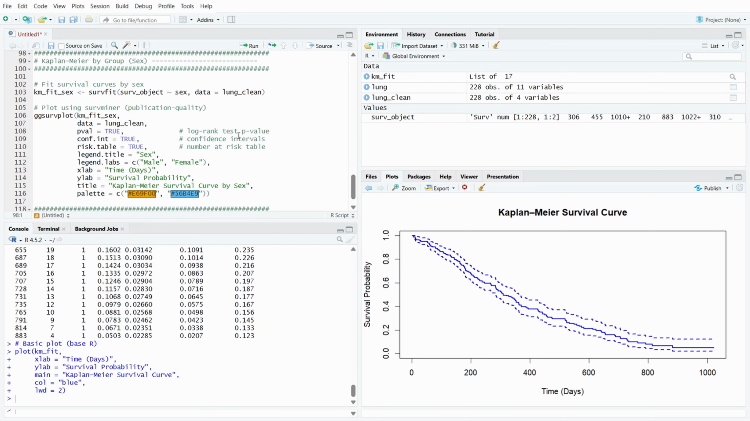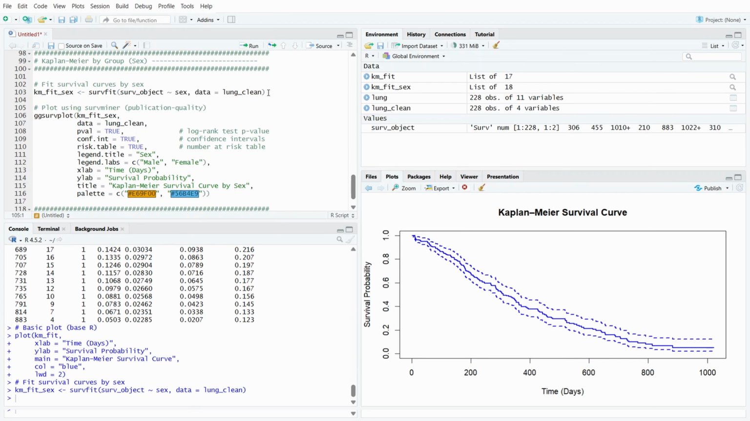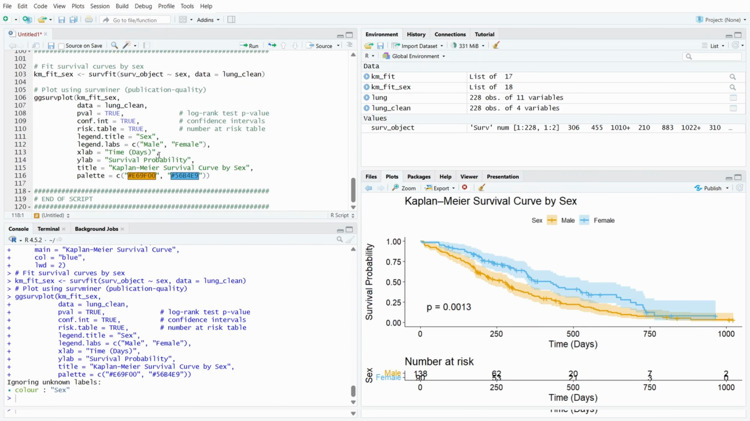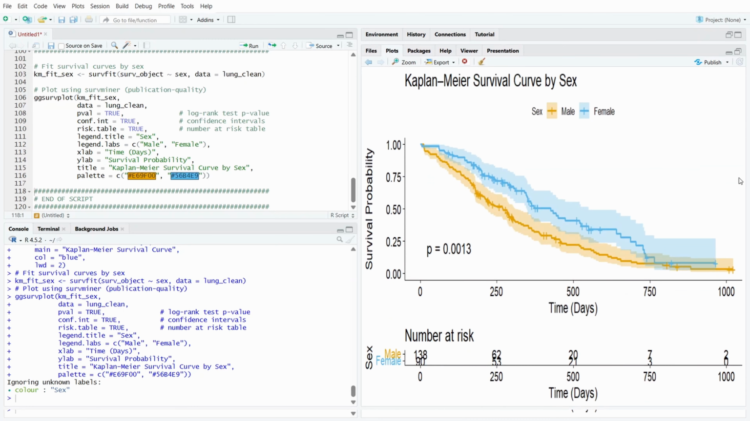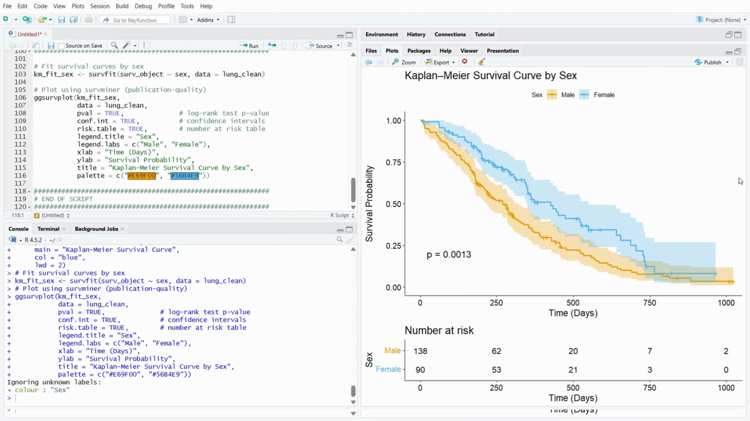Finally, we extend the analysis by comparing survival between groups, in this case males and females. We fit separate Kaplan-Meier curves for each group and visualize them using the SurvMiner package, which produces publication quality plots. This plot also includes confidence intervals, a risk table showing how many individuals remain at risk over time, and a p-value from the log rank test, which helps us determine whether the difference between groups is statistically significant.